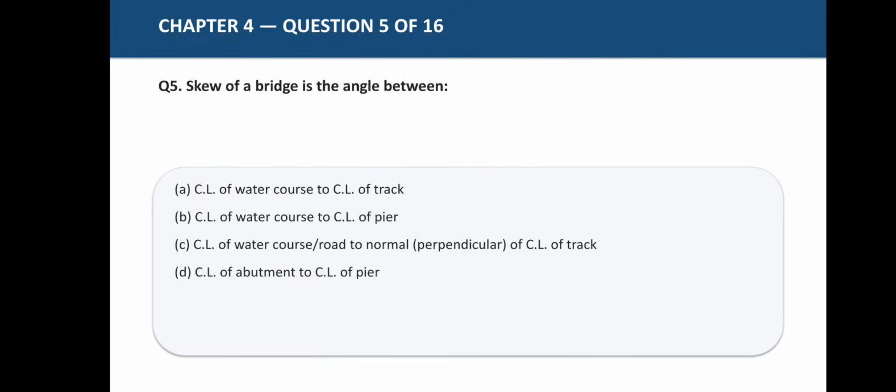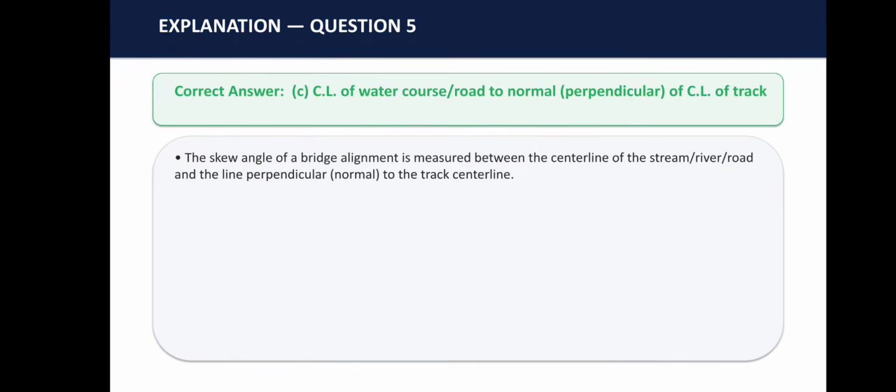Question 5. Skew of a bridge is the angle between which two lines? Option A. Center line of water course to center line of track. Option B. Center line of water course to center line of pier. Option C. Center line of water course or road to normal perpendicular of center line of track. Option D. Center line of abutment to center line of pier. The correct answer is option C. Center line of water course or road to the normal perpendicular of the track center line.